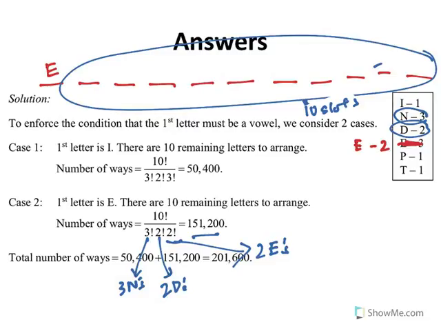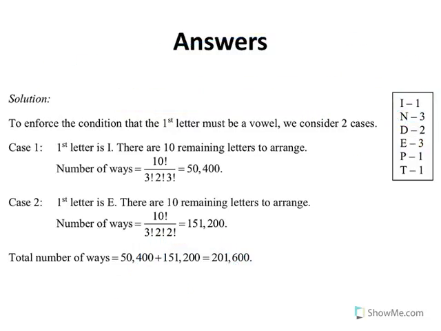Here again, can the two cases happen at the same time? No, right? Because some of you think, should I multiply or should I add? If I multiply, it's like stage 1, stage 2. But cases, can they happen at the same time? No, so we add the total number of possibilities. Case 1, case 2, we add them together. Then that will give us the final answer, which is 201600.